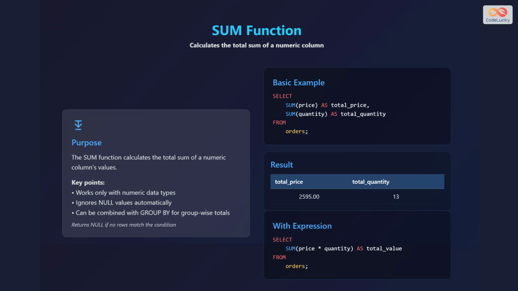For example, let's select sum price as total price and sum quantity as total quantity from the orders table. The result will be total price $2,595.00 and total quantity 13. We can also use expressions with the sum function. For example, let's select sum price multiplied by quantity as total value from the orders table.